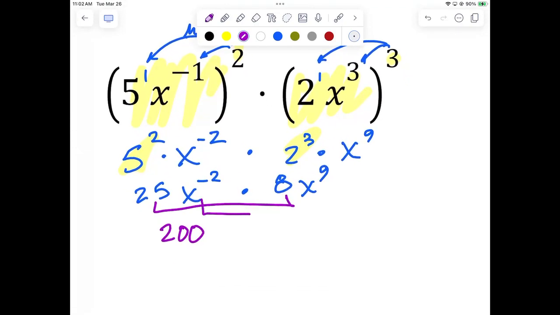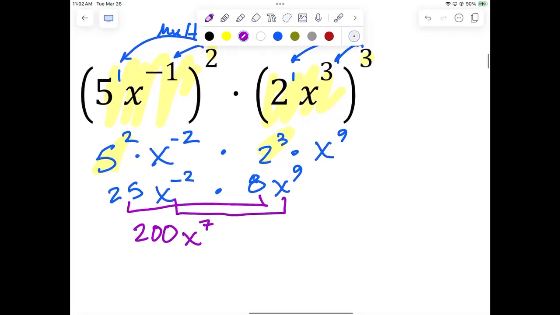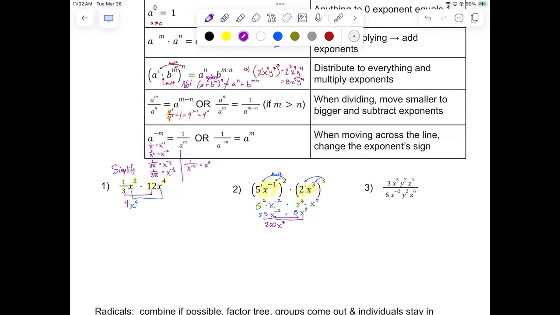And then what do I do with these two exponents? Because the bases are the same and I'm multiplying, I add them. What's negative 2 plus 9? 7. So it's 200x to the 7th. Inch by inch, it's a cinch, right? Inch by inch, it's a cinch. Line by line, just one little piece, one little piece. Okay, so far so good.